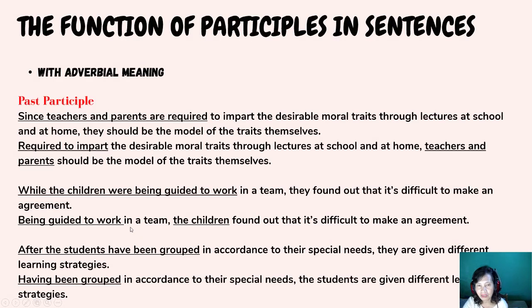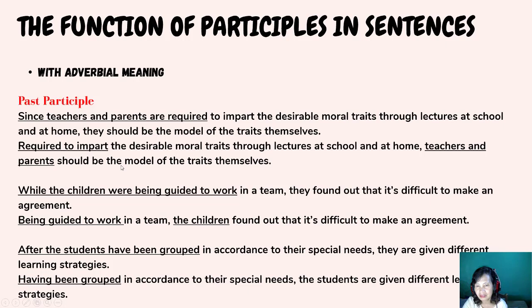Let's have past participle. Actually, it is the same, but the meaning is passive because we use verb 3. Since teachers and parents are required, since the same as because, so you omit since, teachers and parents, and the to be, you just have like this. Of course, they here is the teachers and parents. That's why you can put it teachers and parents here.